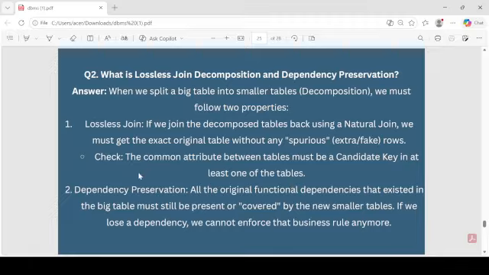And when we talk about dependency preservation, all original functional dependencies that exist in the big table must still be present or covered by the new smaller tables. If we lose a dependency, we cannot enforce that business rule anymore. So these are lossless join decomposition and dependency preservation.